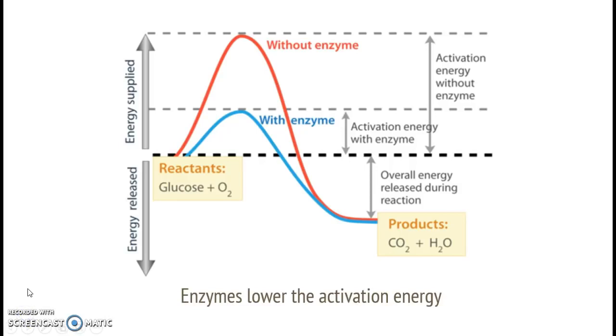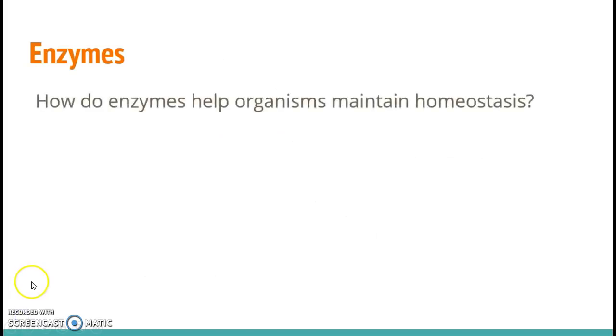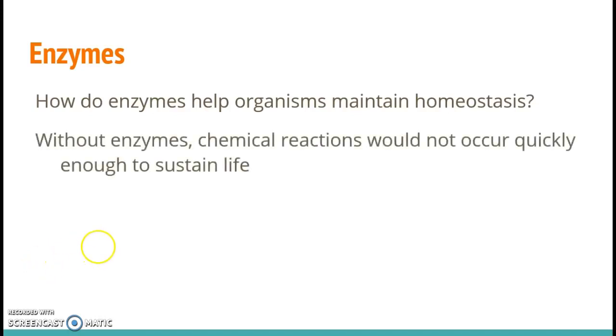When we say that an enzyme speeds up a chemical reaction, it's because that activation energy is lowered with the help of an enzyme. The next question is, why does this really matter to us? Well, ultimately, organisms need to maintain homeostasis, an ideal internal balance, and enzymes help a lot with maintaining homeostasis. How is this? Well, without enzymes, chemical reactions would not occur quickly enough to sustain life.